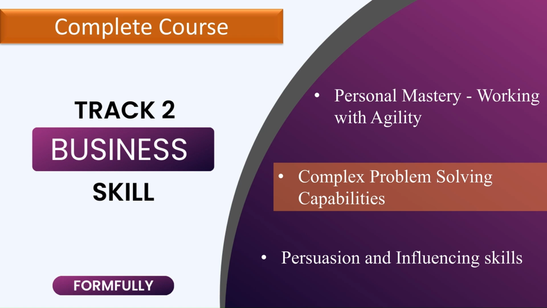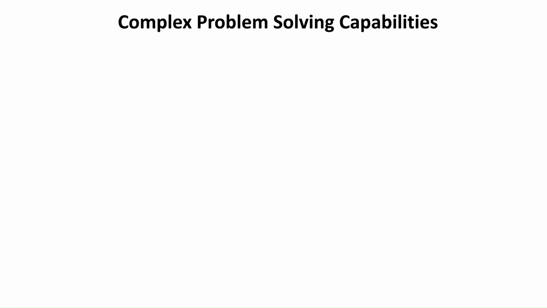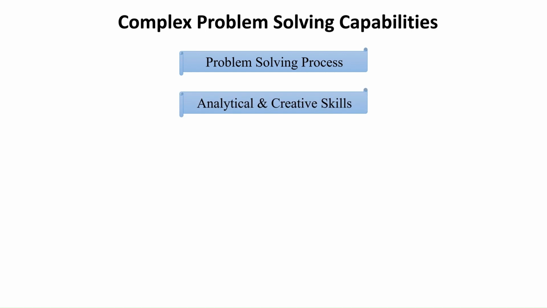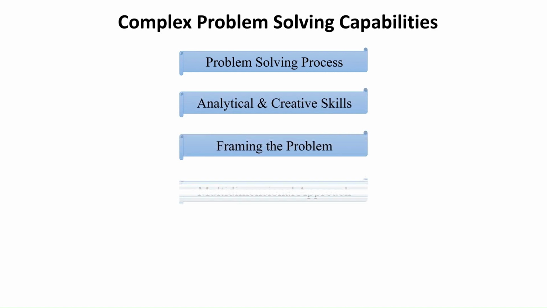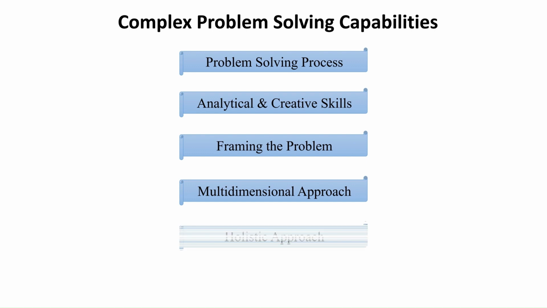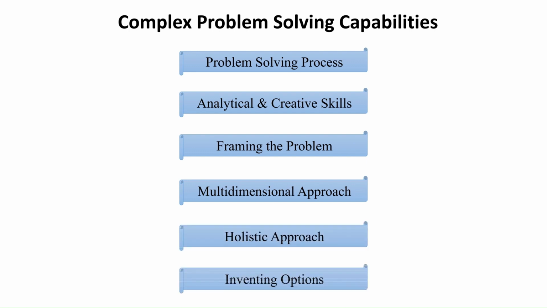In this video, we are going to see the second topic of Business Skill Track 2, that is complex problem solving capabilities. The complex problem solving capabilities has the below topics: problem solving process, analytical and creative skills, framing the problem, multidimensional approach, holistic approach, and inventing options. Let's see the problem solving process first.